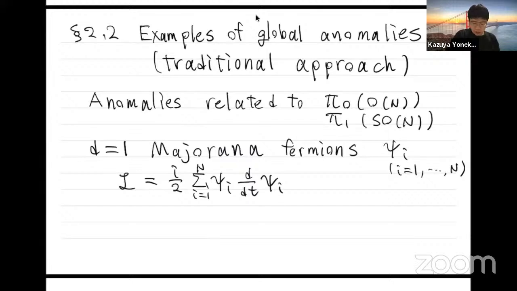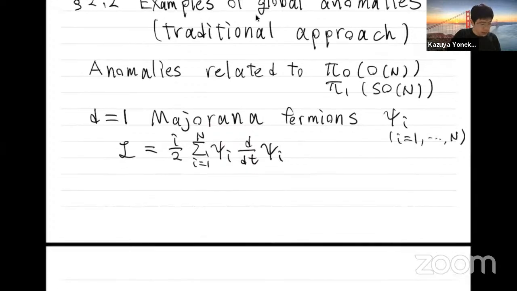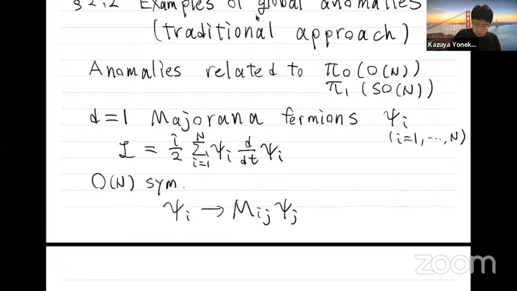Here, because I'm considering Majorana fermions, usually here comes some phi bar, but because it is Majorana, this is just phi. So let's consider this Lagrangian. Then this theory has an O(N) symmetry. So O(N) symmetry is just described simply by rotating fermions by some orthogonal matrix.